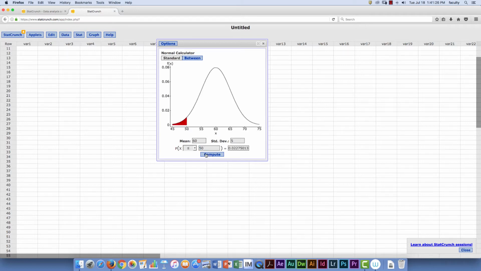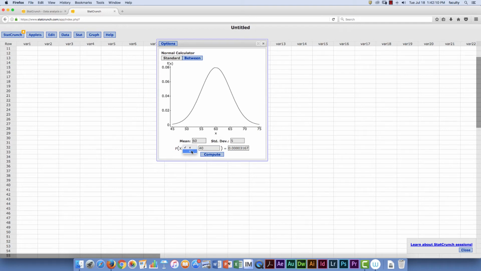Compute. StatCrunch then computes the probability 0.022 and it shades the probability in red so you can see it. If you entered in something like, for example, the probability x less than 40 and pressed compute, notice that there's nothing shaded and the probability here is very, very tiny because we know that 40 is well over 3 standard deviations away from the mean, and so the probability of this happening is highly unlikely, something very close to 0. So we get a number that's very, very small. And visually, we can see that that works because none of this is shaded in red.